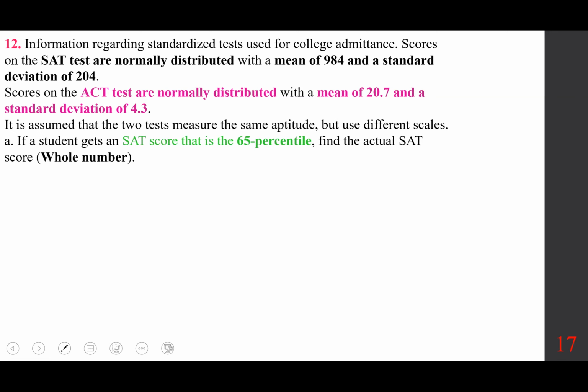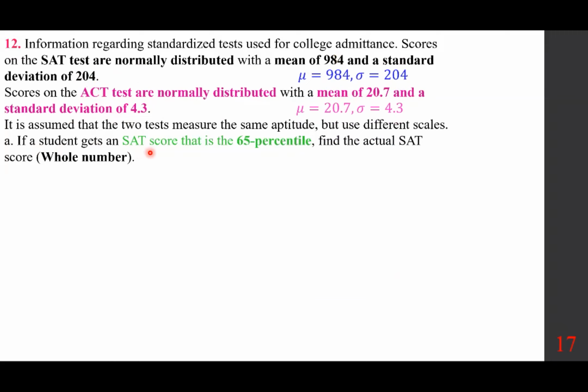Excellent. So let's see what's given. When we look at the SAT score, mu, the mean, is 984, and its standard deviation sigma is 204. So let's write that down. We want to write the given information. When it comes to ACT, the mean mu is 20.7, and the standard deviation sigma is 4.3. So the very first thing is to write that.